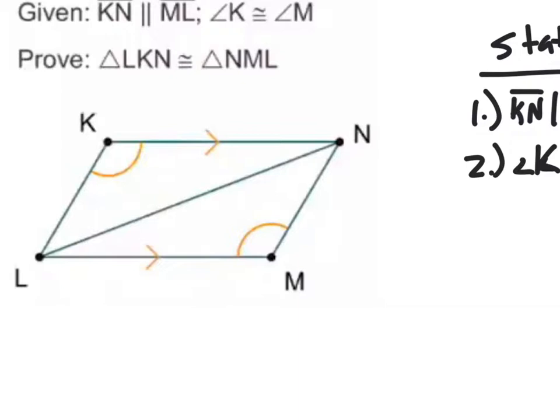So anyway, I know that KN is parallel to ML. What I want to think about, and this is kind of hard to think about, is if I were to extend these lines out like so, and think about this line here as a transversal, then I can conclude that this angle here and this angle here are congruent. The reason I can say that is because they are alternate interior angles.